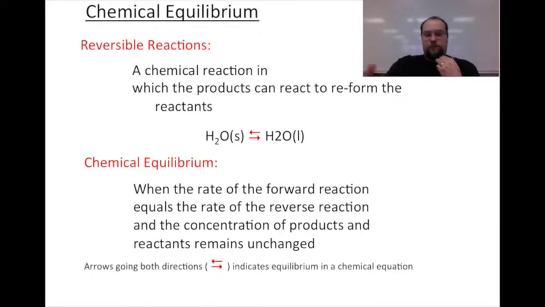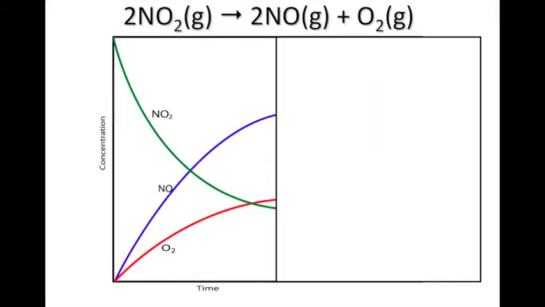Just so you know, arrows going both ways is called an equilibrium sign. Whenever you see that, it means it's an equilibrium and the reaction is reversible. Here's what I'm talking about. I have nitrogen dioxide turning into nitrogen monoxide and oxygen. Notice the green line is my reactant. As we would expect, as time goes on, my reactant decreases, and the blue and red are my products, and they increase.